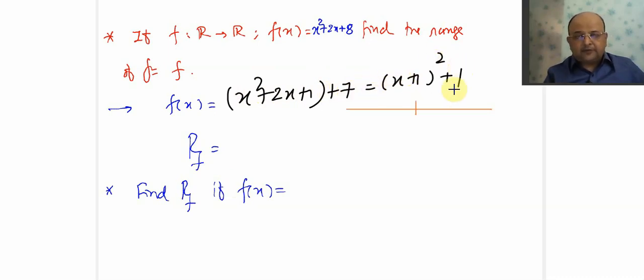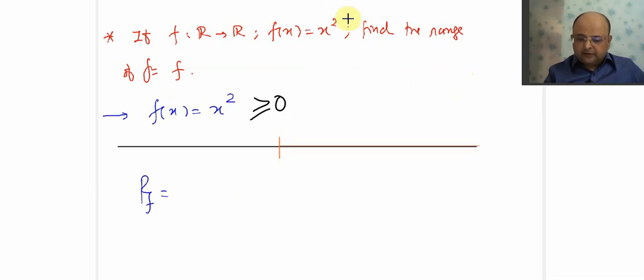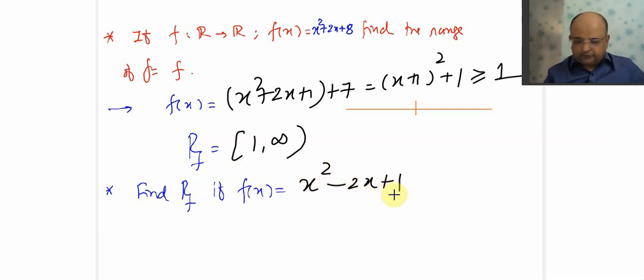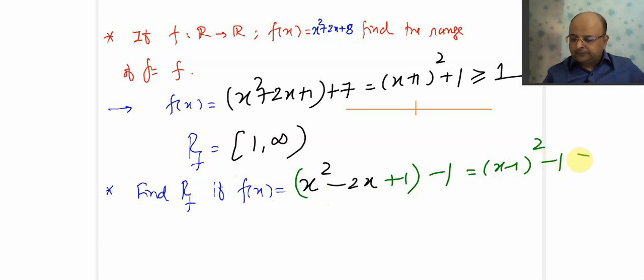I tried to make a perfect square because I know that a perfect square is always greater than or equal to 0. So this is greater than or equal to 0 plus 1, that is 1. So the range of f is the closed open interval 1 to infinity. I gave you x square minus 2x. I add 1, we subtract 1. So it gives me the perfect square of x minus 1, which is always greater than or equal to 0, because the square of anything is always greater than or equal to 0, minus 1, that is minus 1. So the range is closed open interval minus 1 to infinity.